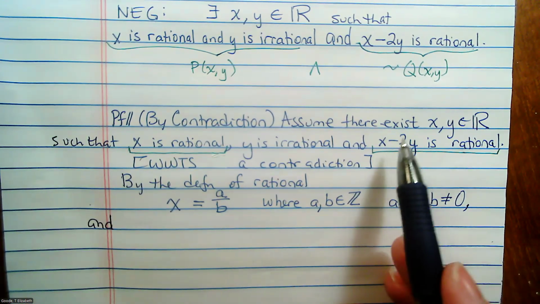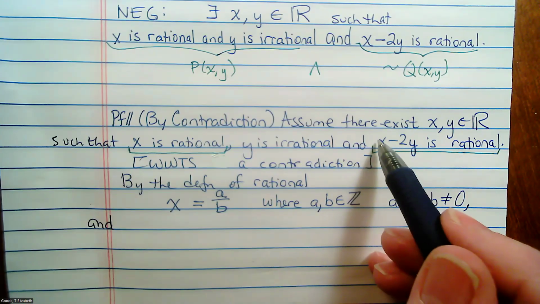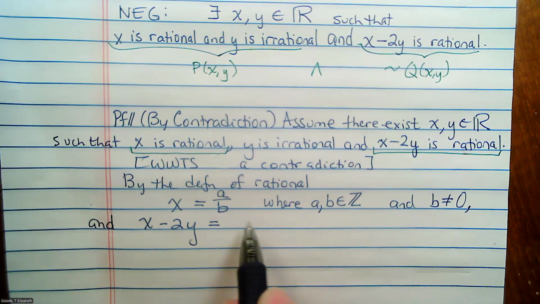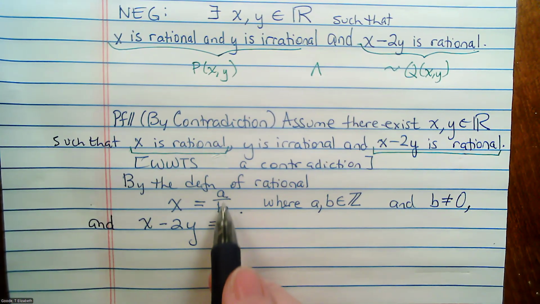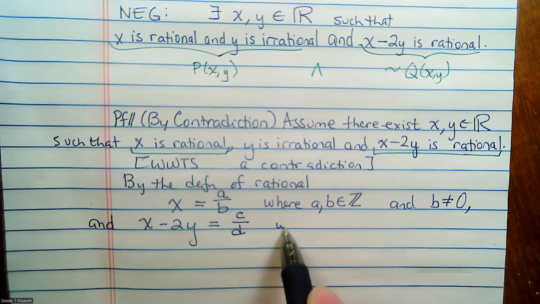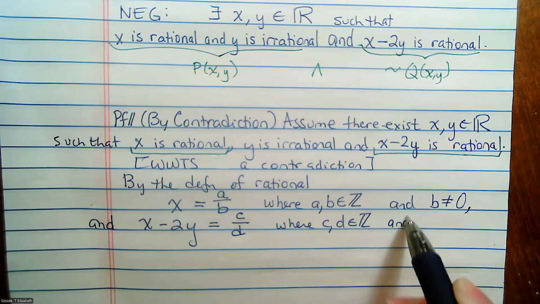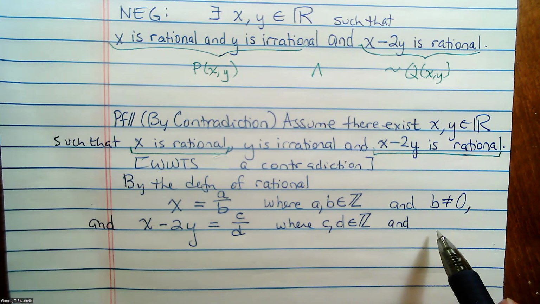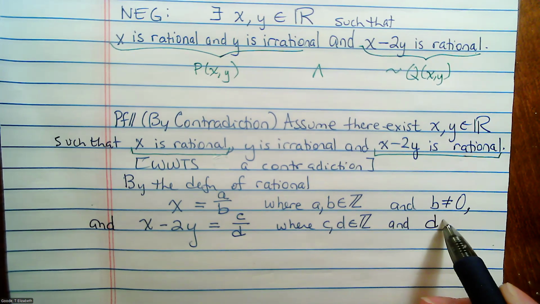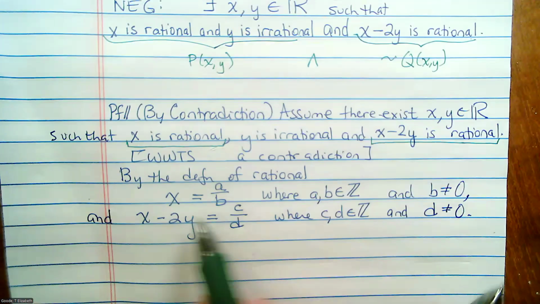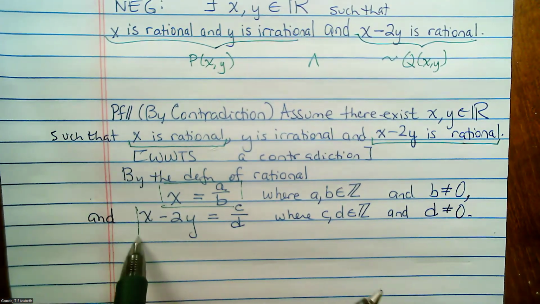And now we're going to get another equation because x minus 2y is also rational. So x minus 2y equals, I don't know, a over b. Sorry, we can't use a and b again. We already used them. c over d. Yes, c over d, where c and d are integers, and you can give me the last part because you know it well. And d is not equal to 0. Perfect.